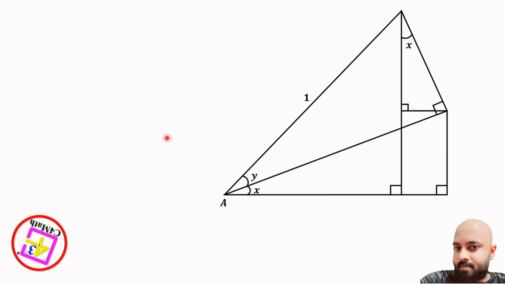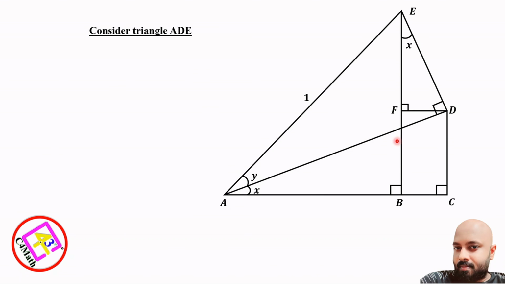Now before that, we can mark each vertex. This vertex is A. The next B, C, D, E. Then one more, this vertex we can also mark. That is F. Okay. Now consider the triangle ADE. That means this triangle ADE. In this triangle we know this angle y.